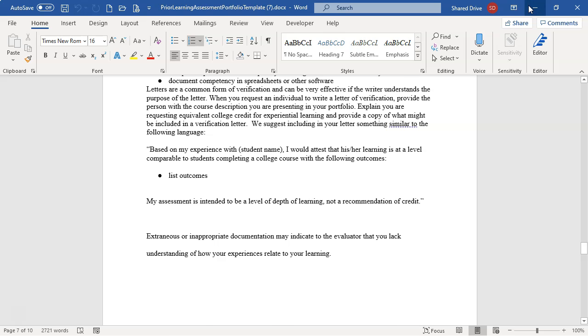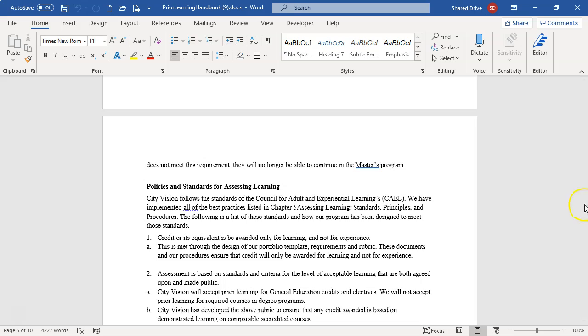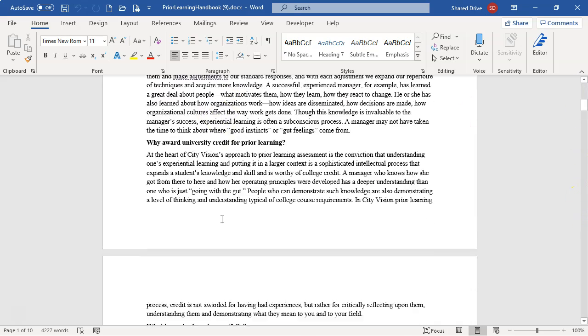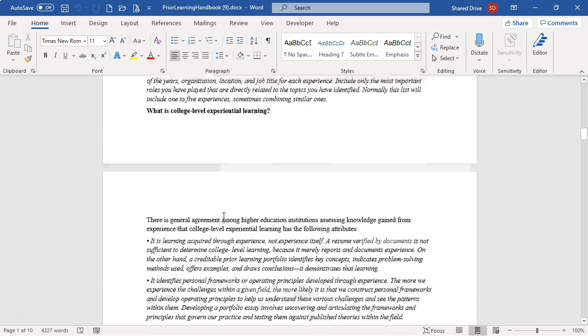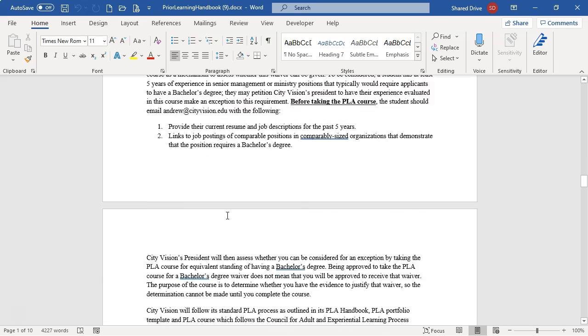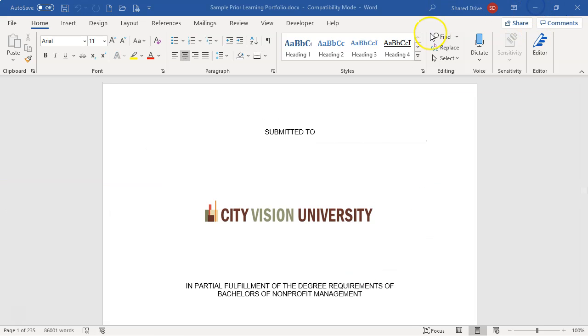The other things we have include a prior learning handbook. That's required reading for this week. It's really important. It is basically like your instructions for the whole course, so please read through this. We go a little more in detail on some of the CAEL standards, and a lot of the questions you might have will be answered in this. It's only 10 pages, so read through that.